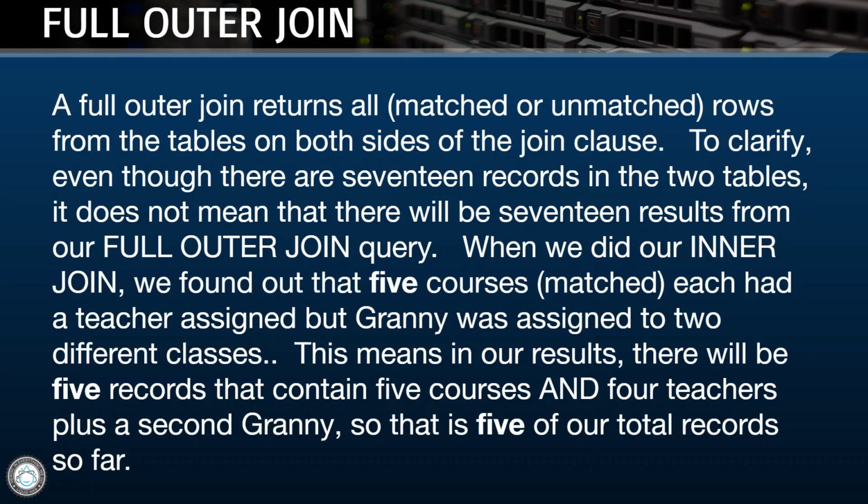So let's talk about what we should expect to find. Remember, our full outer join returns matched and unmatched rows. And we've done some queries already, so we kind of know now the relationships that exist in our database. So when we did our inner join, we know that there are 5 courses where there's a match. So we can at least expect to find 5 results in our full outer join.